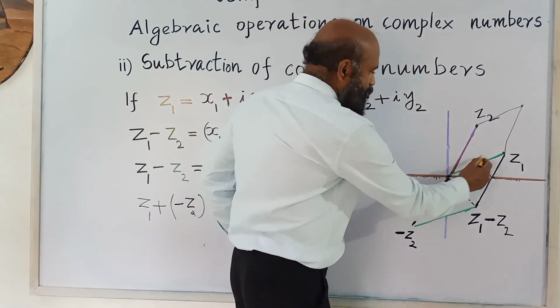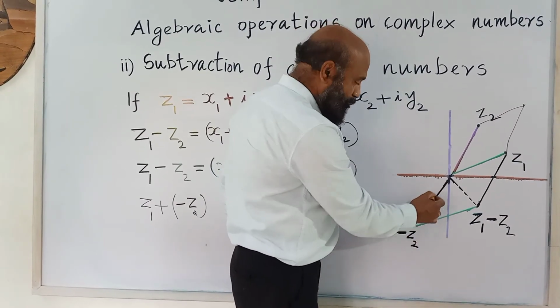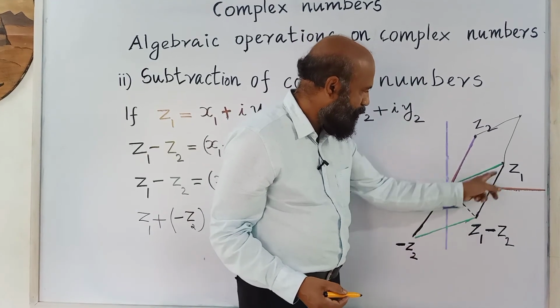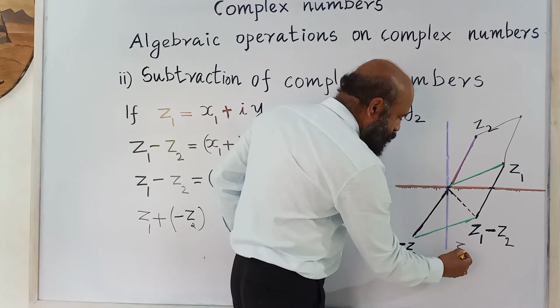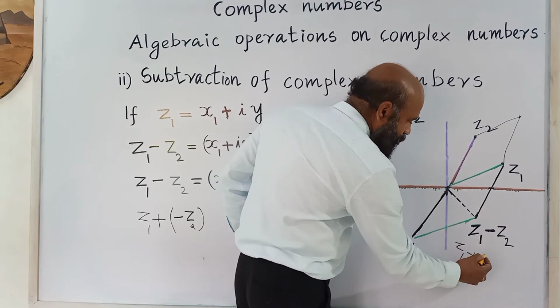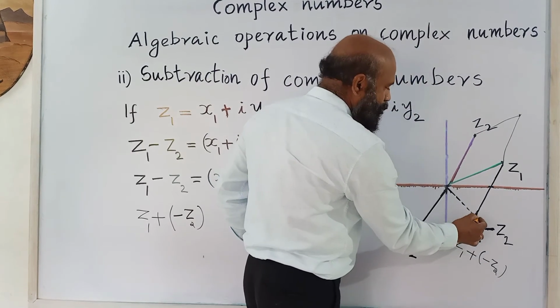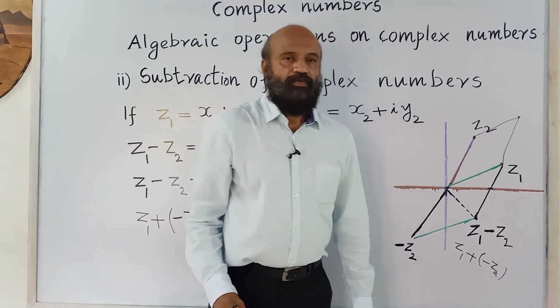Now you complete this parallelogram. This is z1, this is z2, and minus z2. So you complete this parallelogram. Then this will give you z1 plus minus z2. That means this point will give you z1 minus z2.